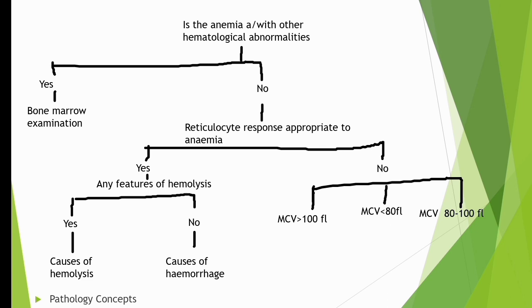So, if the answer is no, then see for the reticulocyte response. If reticulocyte count is increased, then anemia is probably because of the peripheral destruction of RBC. This is because of blood loss or hemolysis. And if reticulocyte count is decreased, then anemia is due to impaired RBC production at the bone marrow or maybe due to ineffective erythropoiesis.